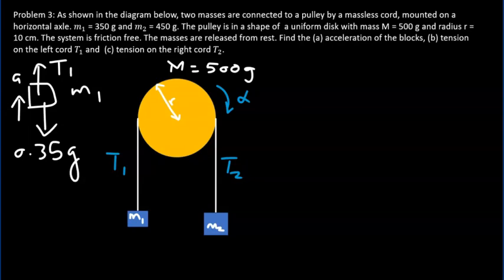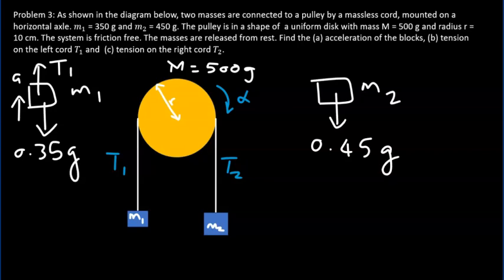Mass 2. The free body diagram for mass 2. Again, the weight: the mass is 450 grams, so its weight is 0.45 times gravity. The tension T2 is up. Mass 2 is heavier, so it's going to accelerate downward.